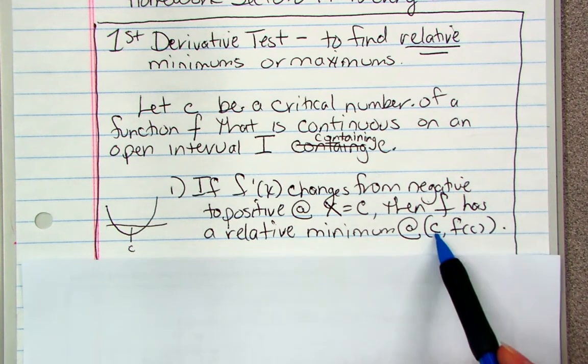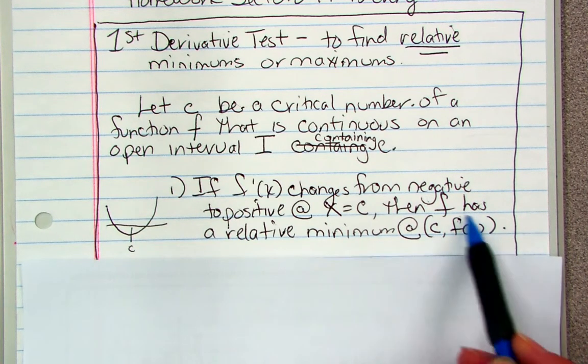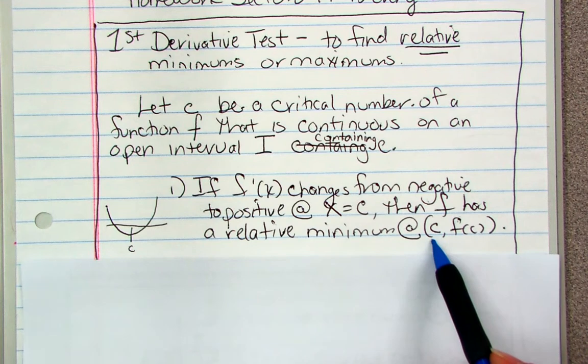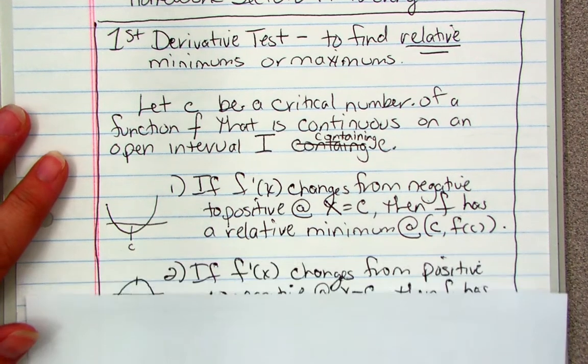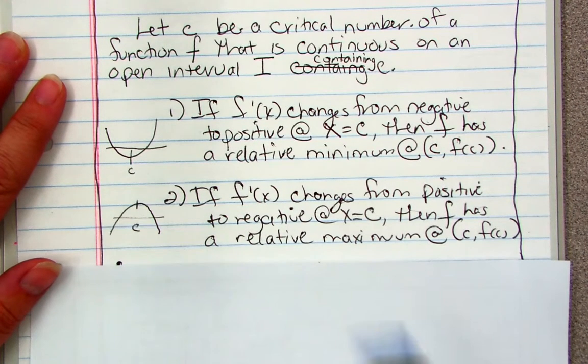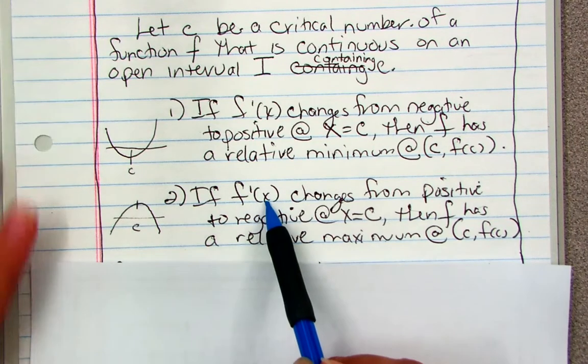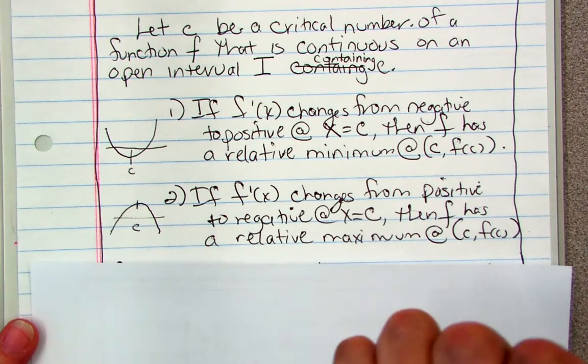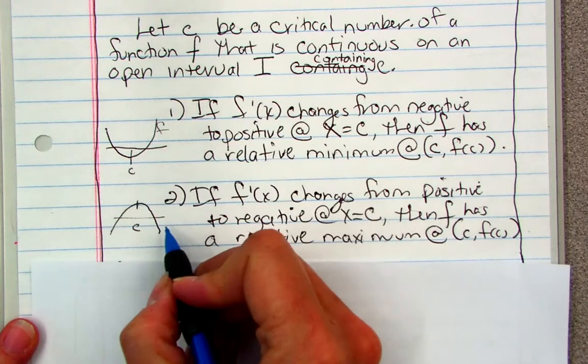So at C, and then you put C into my original function, you get that ordered pair. That's where the relative minimum is. For example, there would be my original function. If f prime of x, again, that's not what this is. This is f. This is f.